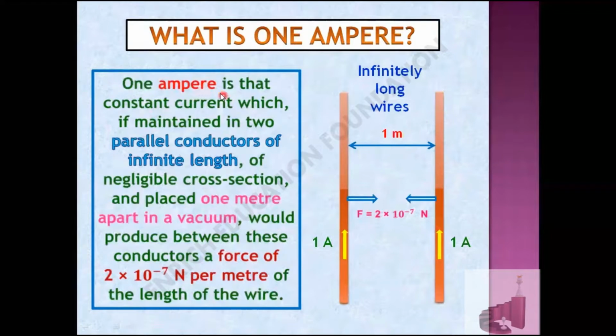So what is 1 ampere? It is a standard current which is passed through the two parallel straight wires which are having infinite length, and they are placed 1 meter apart in vacuum, and due to this arrangement they are producing a force of about 2 into 10 to the power of minus 7 Newton per meter of the length of the wire.